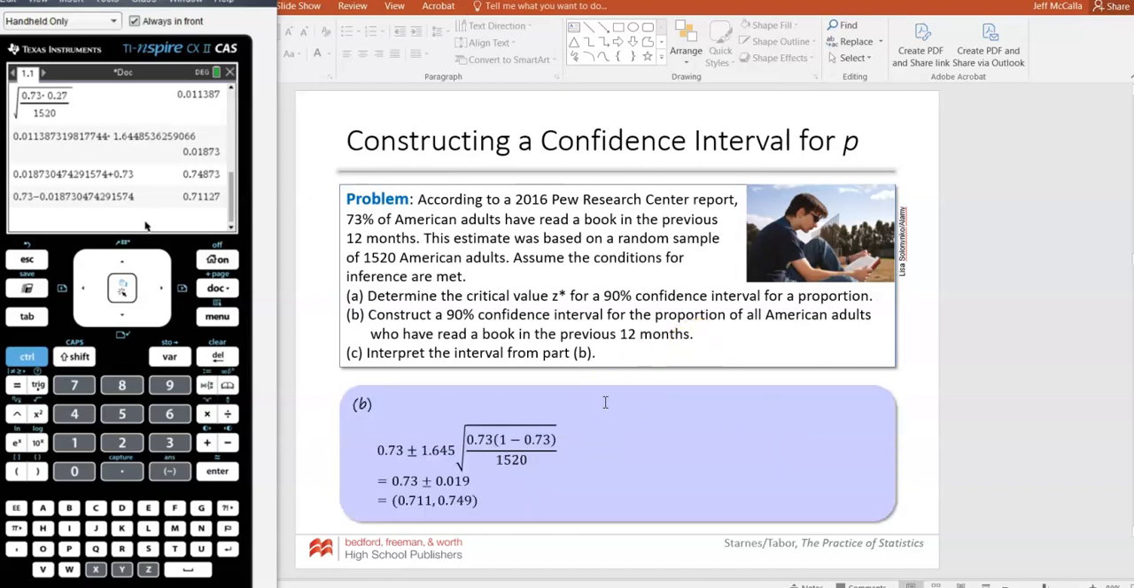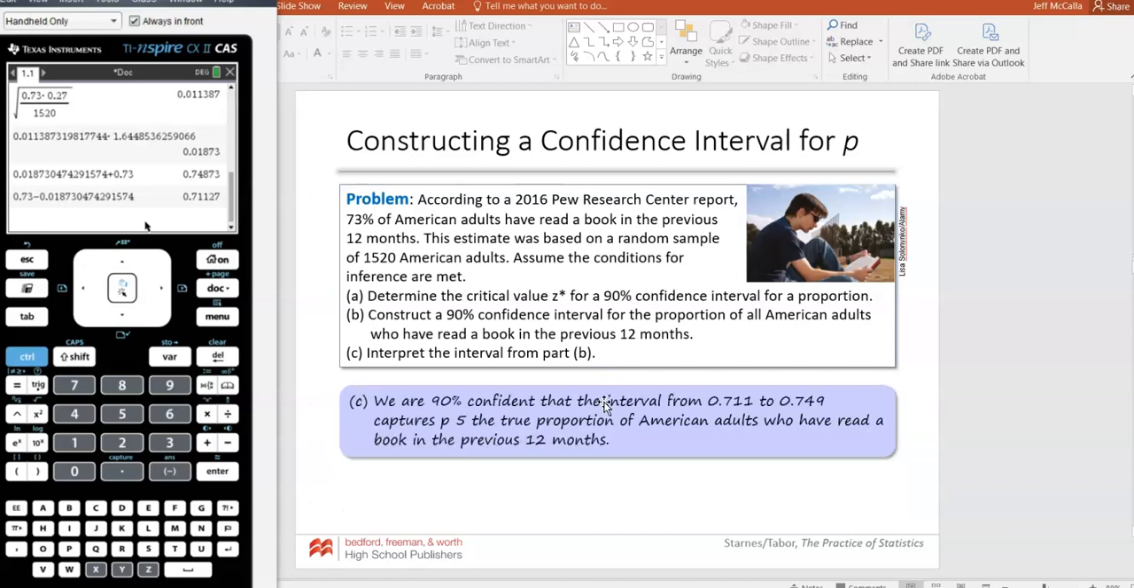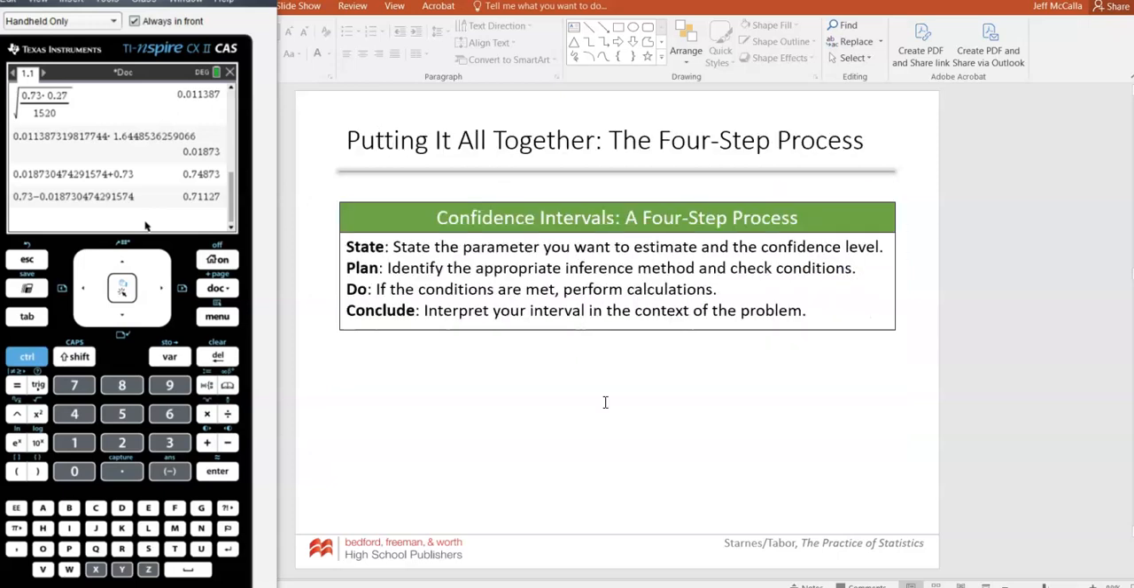So they got the 1.645, and they got that same interval, pretty close. They might have rounded slightly differently. Ours is probably more accurate. Have read a book in the last 12 months. That's exactly right. Okay, so 4-step process.